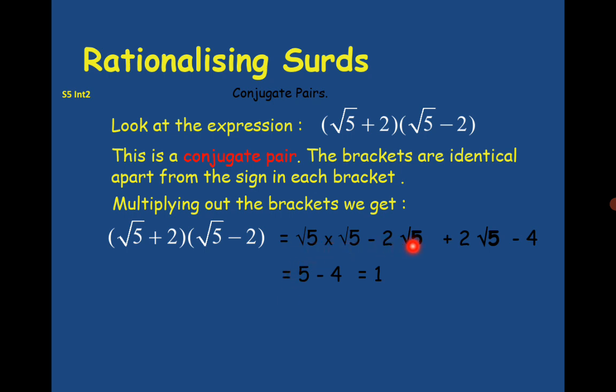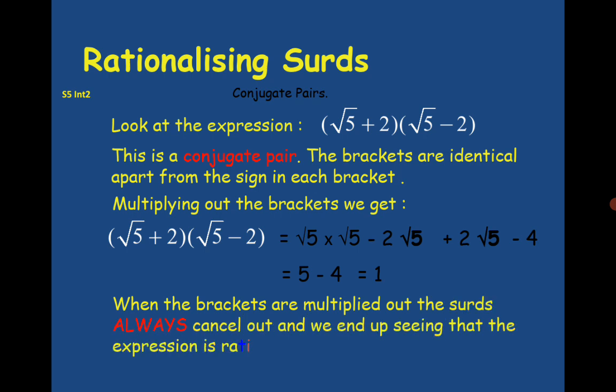So instead of doing this complex calculation here, just remember that to multiply out conjugates, you simply take the two roots, multiply them out, and the rational numbers, multiply them out also. In this case, 2 times 2, you get 4. So the result is going to be 5 minus 4, which is equal to 1. So when the brackets are multiplied out, the signs always cancel out, and we end up seeing that the expression is rational, meaning there's no root sign in the end.